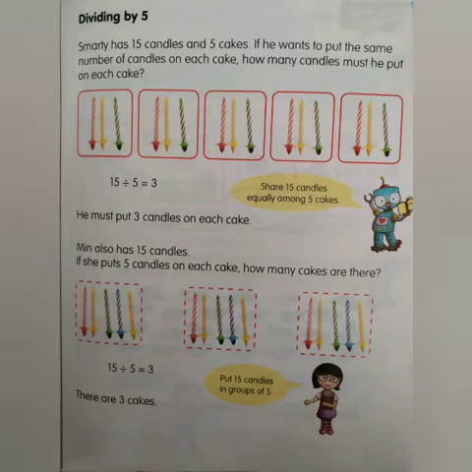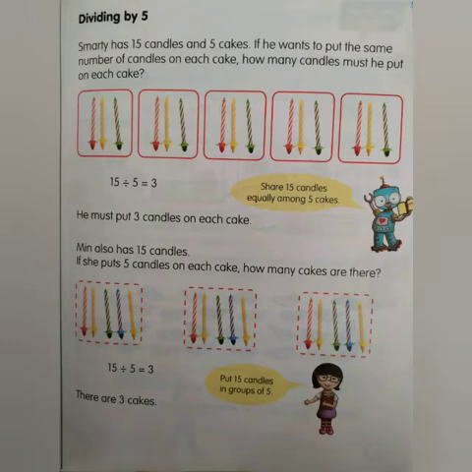So Smarty has 15 candles and 5 cakes. He wants to put the same number of candles on each cake. How many candles must he put on each cake? We can see that he's divided it by 5 and he has 3 on each cake. So 15 divided by 5 is 3. So he puts 3 candles on each cake.